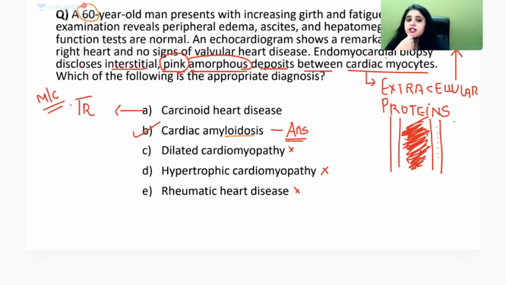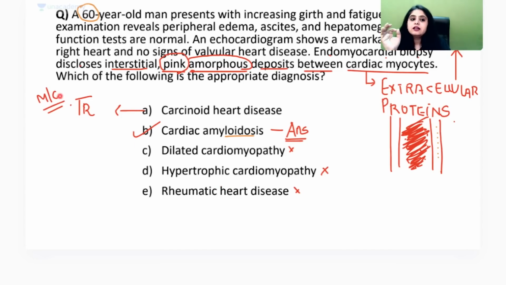Okay, so you had a 60-year-old man, senile, presenting with increasing girth and fatigue. Girth is increasing. Why? Because physical examination reveals edema, ascites, and hepatomegaly. Liver function tests are normal. Echocardiogram shows a remarkably enlarged right heart, but no signs of valvular heart disease. So valvular heart diseases are ruled out. So, what is it? Classical case of amyloid.